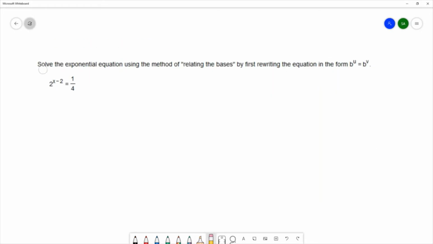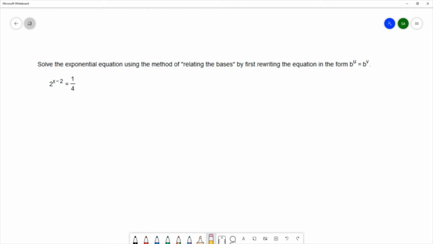For this question, we want to solve the exponential equation using the method of relating the bases by first writing the equation in the form b to the u equals b to the v. We want to write the equation so that it has the same base on both sides so that we can apply this relating the bases method, or sometimes it's called the one-to-one property.